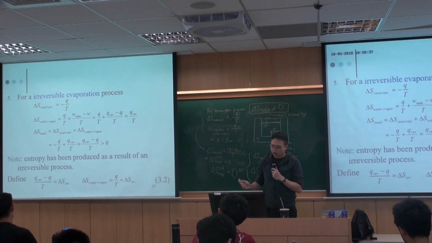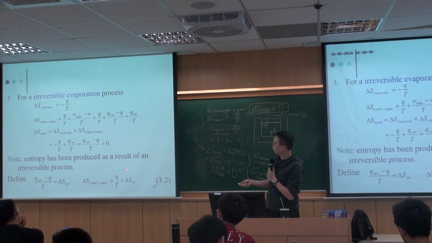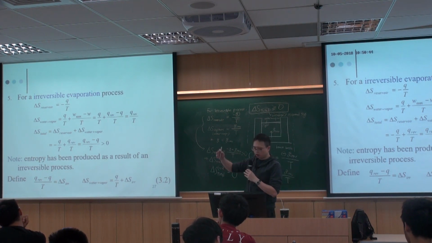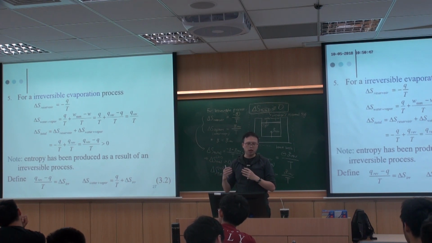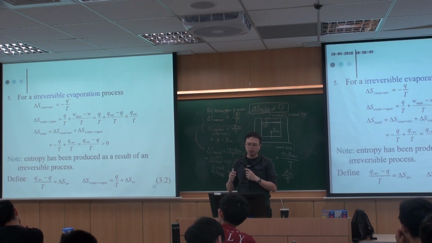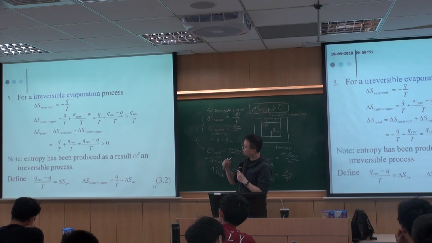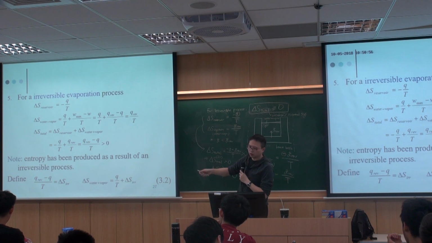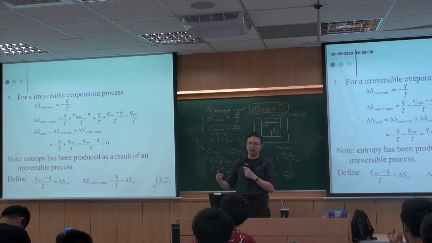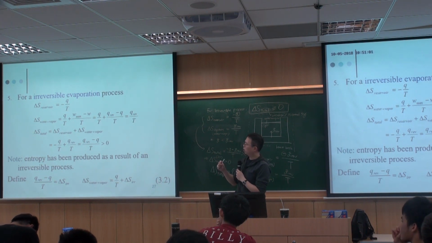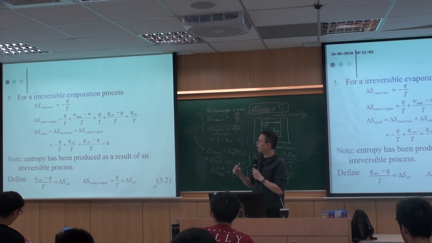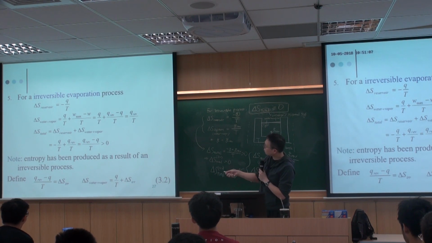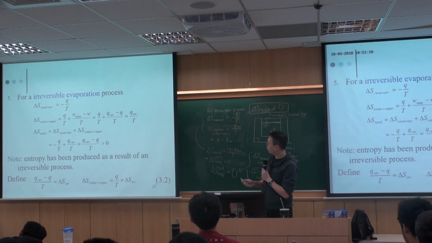Okay? So the entropy has been produced as a result of an irreversible process. So, the logic of all these is based on the heat waste, the heat waste coming from the degraded work over here. So that's the reason why at the very beginning of this class I emphasize on the work. We want to figure out how much work has been degraded into waste. And that's the cause of irreversibility.